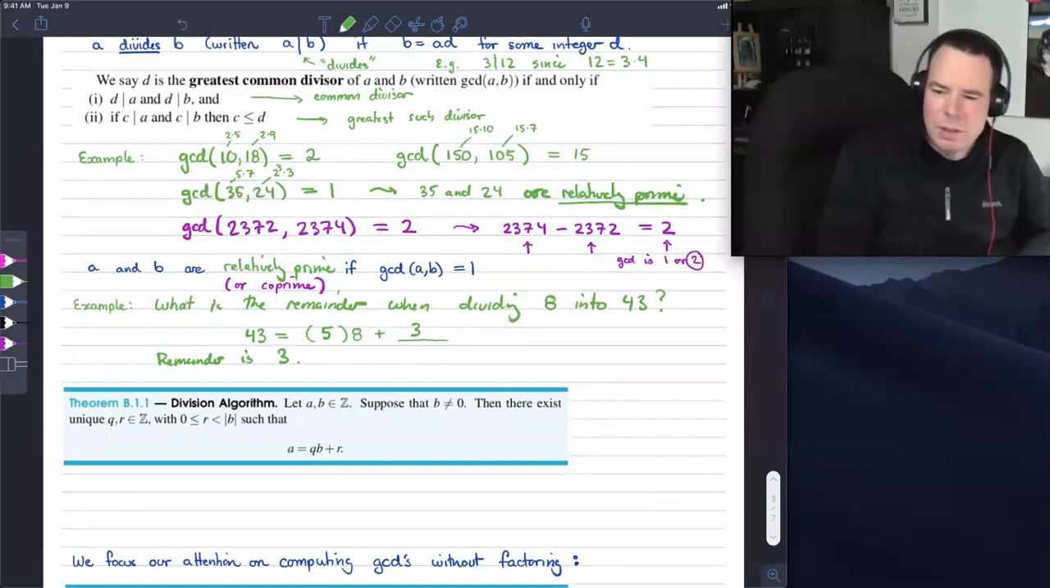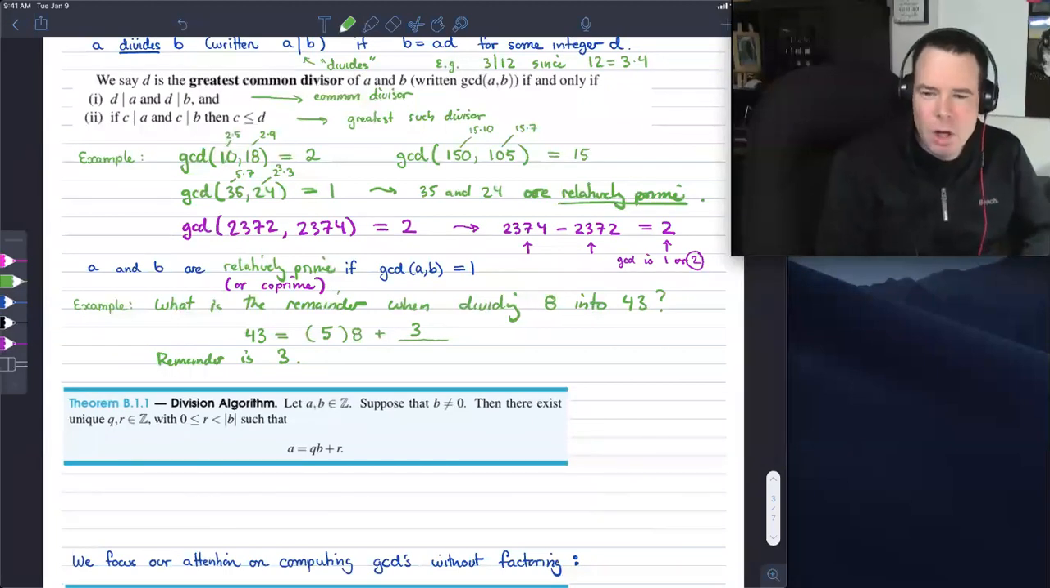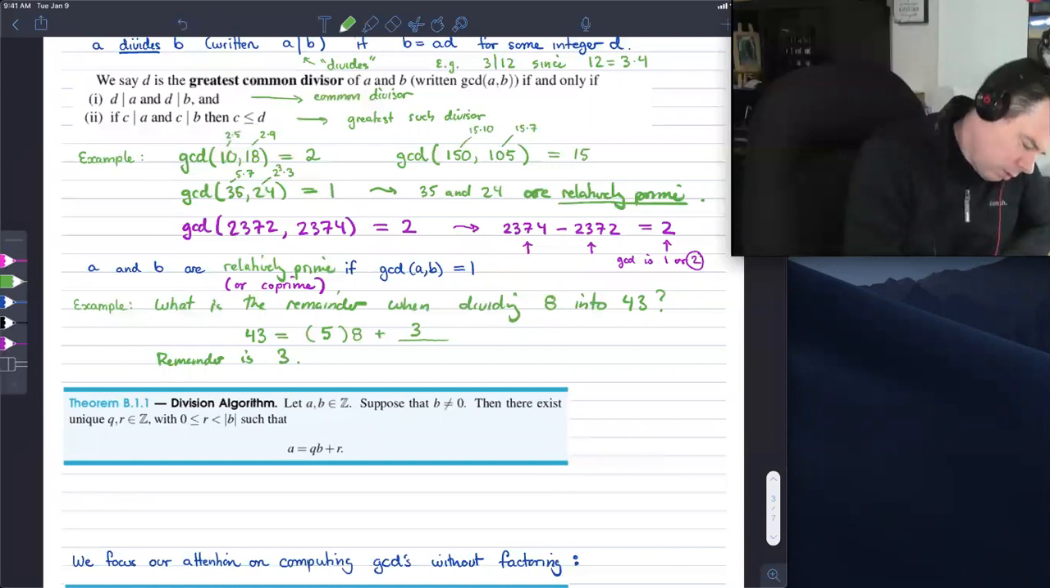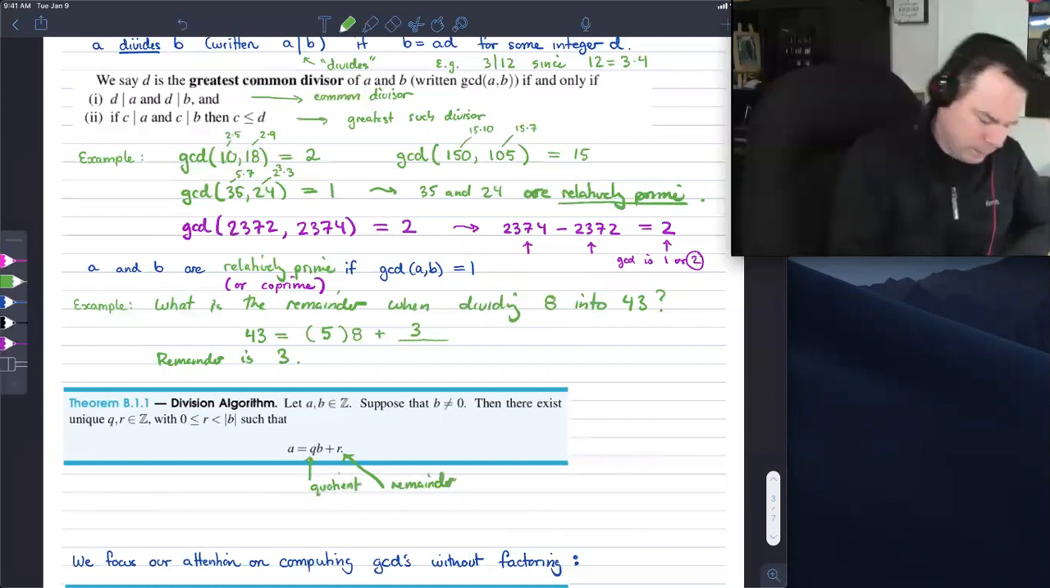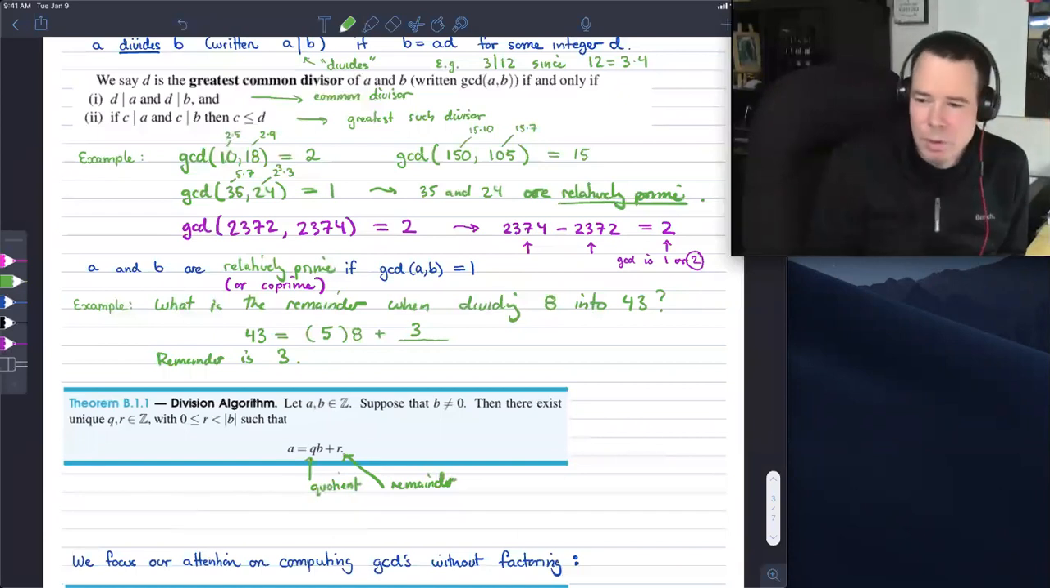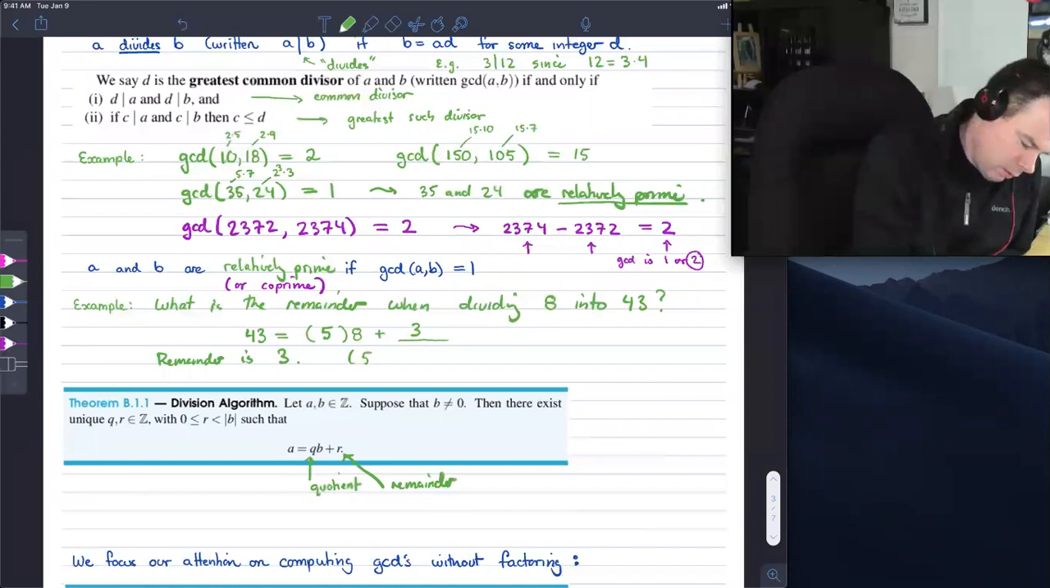This example says that if I start with any two numbers, a and b, then I can always take one of those numbers, let's say a, and write it as some multiple of b with a remainder. So this is known as the quotient, and this is known as the remainder. And so in the previous example, 5 was the quotient, 3 was the remainder.